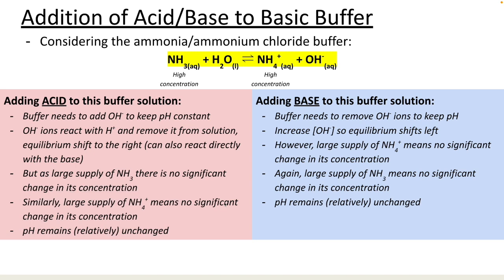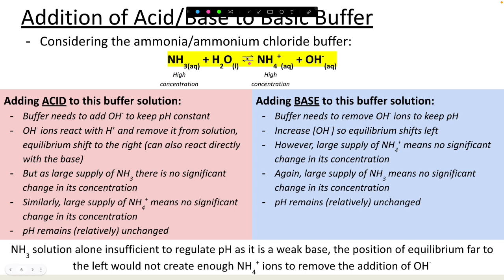So why would the ammonia alone be insufficient? It's because we've got a weak base here. So we've got an equilibrium very much to the left-hand side already. If we don't have any of these reserve supplies in there, then the NH4 plus is insufficient to be able to react with the OH minus. Without the conjugate acid salt giving this high reserve, the position of equilibrium far to the left would not create enough ammonium ions to remove the addition of hydroxide, which means it wouldn't be able to buffer it.